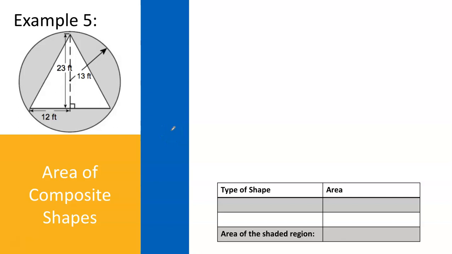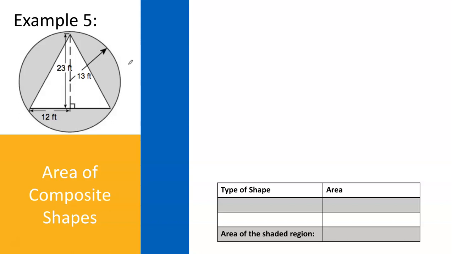In this video, we're going to be finding the area of a composite shape. This shape is different than the last four examples. If you look at this picture, we're only going to be finding the area of the shaded region. It's similar to the last examples because we're still going to divide this in our minds into two different shapes, a circle and a triangle.